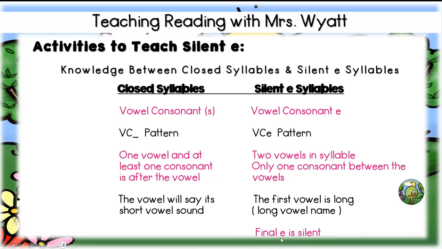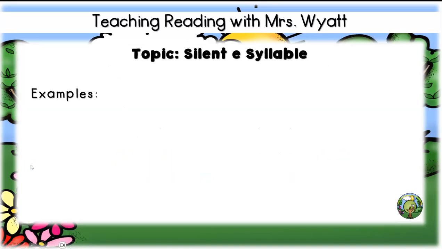So once they understand the characteristics of a closed syllable and a silent E syllable, then we're going to move into some other activities to help support those reading and writing skills. So for this one, they're reading. You will use the gradual release approach, and you're going to model first and then move into guided practice. And then as you see that your students are ready, they can move to independent practice.